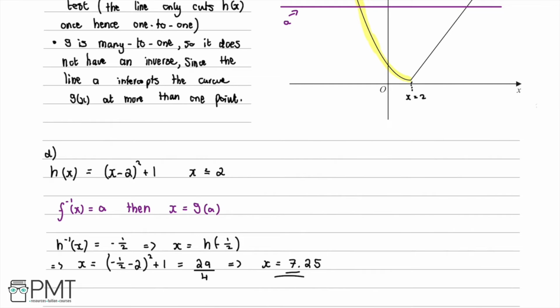We receive our first mark for knowing that we can work out x by substituting negative 1/2 into h. So I receive my first mark here. I receive my second mark for substituting this value into this equation for h. And then I receive my third and final mark for the correct conclusion that x is equal to 7.25.